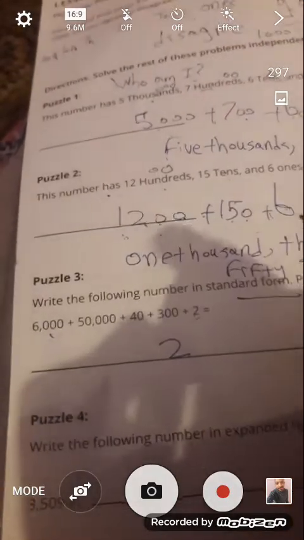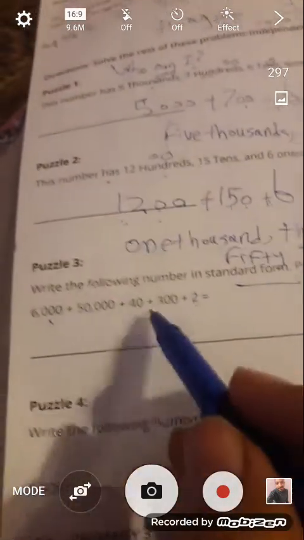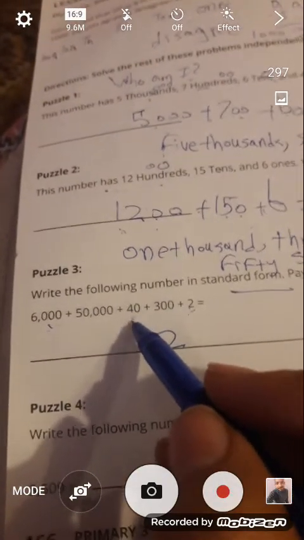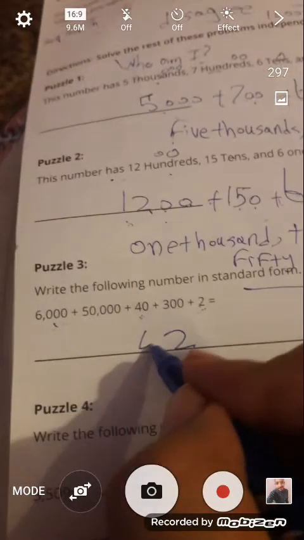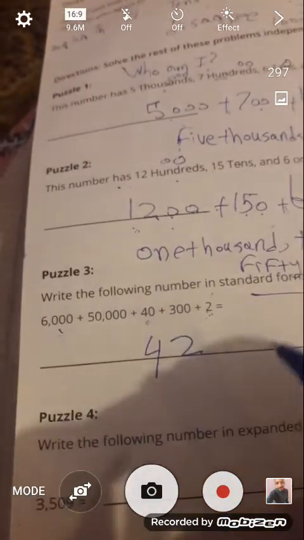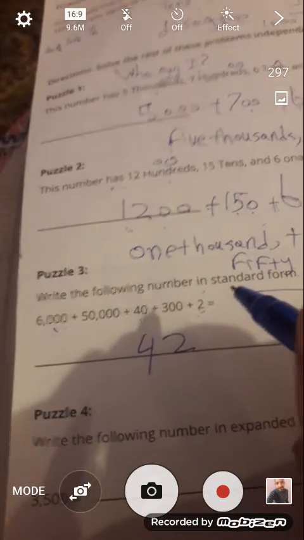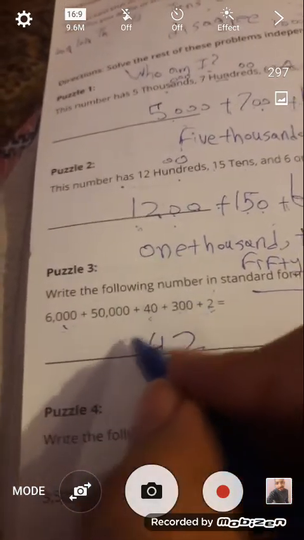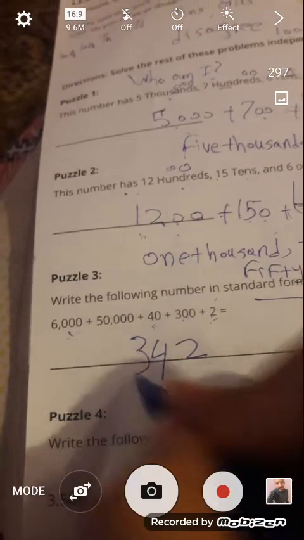Let's see who is the number at tens, who has 1 zero. This is the 40. The 40 is at tens because it has only one zero. So we have the 4 at tens. Okay, so we have written 2 and we have written 40. Let's look for the number at hundreds, who has two zeros. 300. So we have 3 at hundreds.